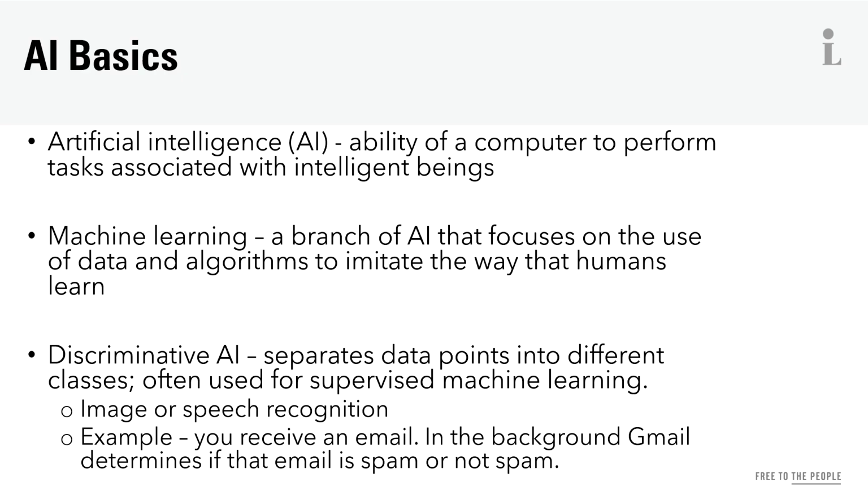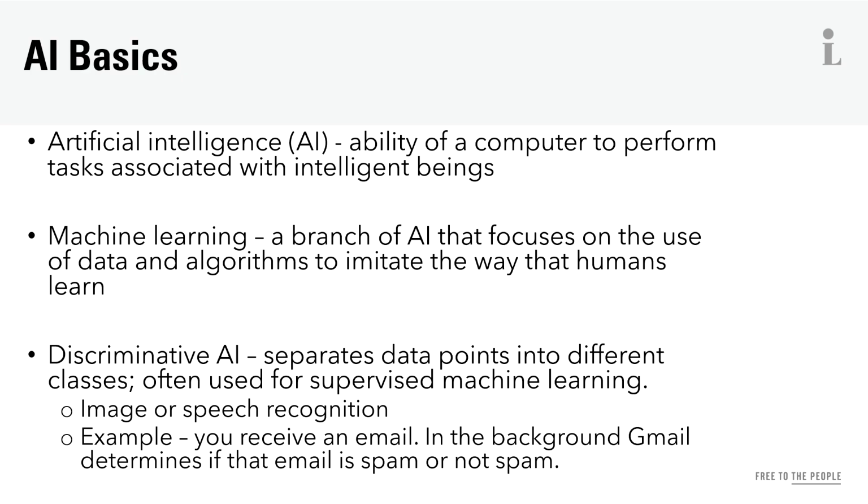What this does is it separates data points into different classes, often used for supervised machine learning. But you see this in image or speech recognition, and perhaps the best example is your email. In the background, Gmail determines if email is spam or not spam, and this is supported by discriminative AI models.